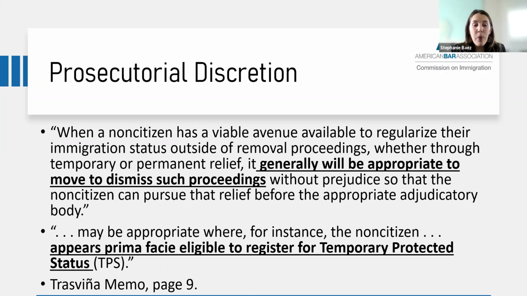There is an important memo on PD that came out earlier this year, the Trevinia memo, that specifically says that if a non-citizen has an avenue available to them where they can get temporary or permanent relief, it's generally appropriate to move to dismiss these proceedings. And the memo specifically says that if someone appears to be prima facie eligible to register for TPS, then prosecutorial discretion to dismiss that case may be appropriate. So it's important to keep in mind that there is clear guidance out there saying that PD for dismissal is appropriate if someone's eligible for TPS.